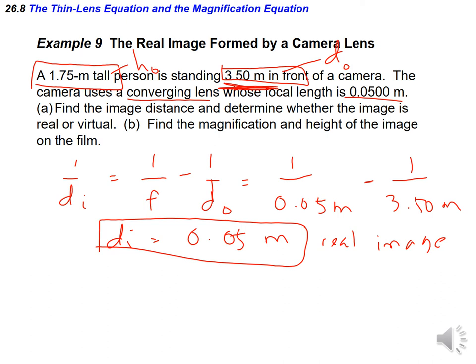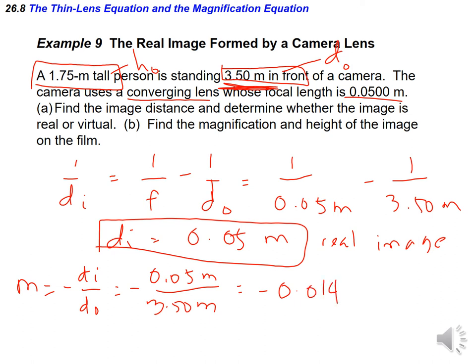Now, find the magnification and height of the image. So let's solve the magnification. Magnification is equal to negative di over do. So we have negative di, 0.05 meter, over the distance of the object, 3.50 meter. So the magnification is equal to negative 0.05 over 3.50, which is equal to negative 0.014. Okay, so we have the negative value here. The negative value means that the image is inverted. So we have this value of magnification.